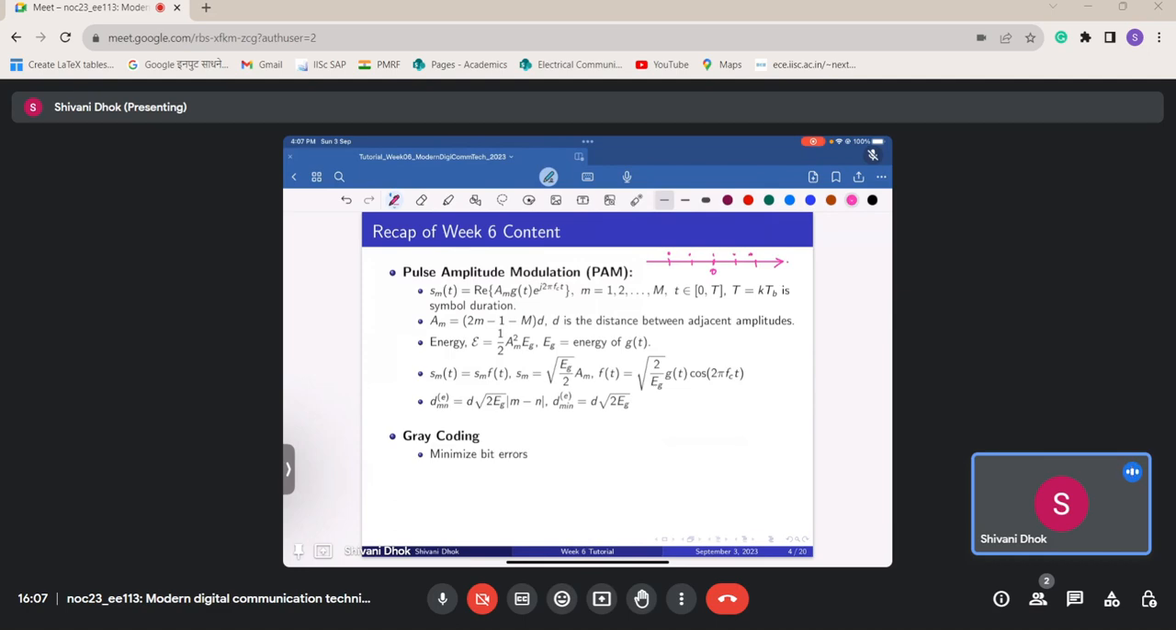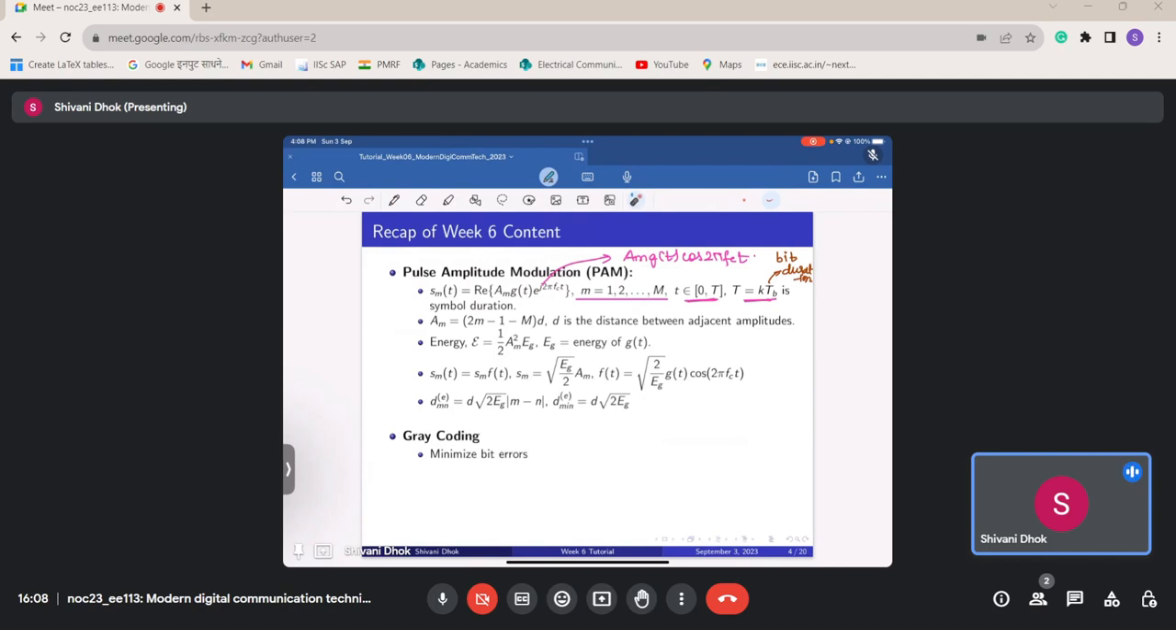The signal which corresponds to, let's say, the mth symbol or mth combination is given as the real part of A_m g(t) e^{j2πf_c t}, and this can also be written as A_m g(t) cos 2πf_c t, where m varies from 1 to capital M. This signal is valid only for a range of 0 to T, where T is given as k times T_b, and T_b is the bit duration, and this T is known as the symbol duration.